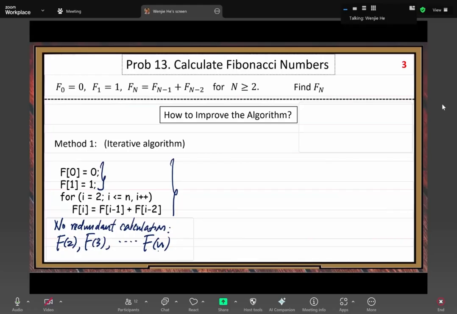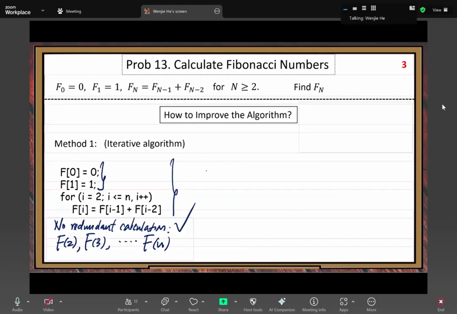But in our previous algorithm, each intermediate F number we calculate more than once, a large number of times. So here you can see, with the first method, we use a simple for loop. We can eliminate all the redundant calculation. So that means this algorithm should be very fast.